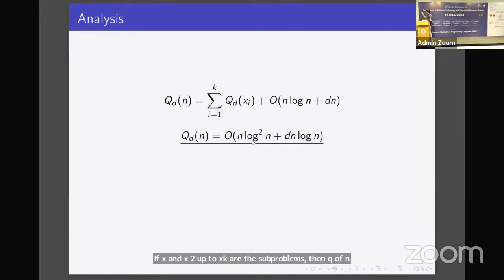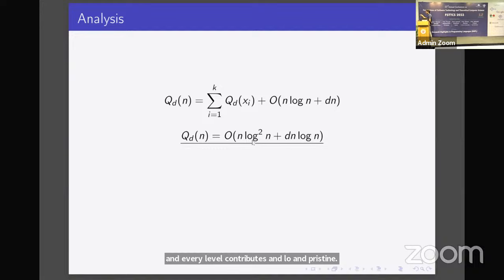And then dn also contains the time required to find all the subproblems, right? So this will be order n log square n plus dn log n, because there are log n levels in the recursion tree, and every level contributes n log n plus dn. So now we want to improve this.